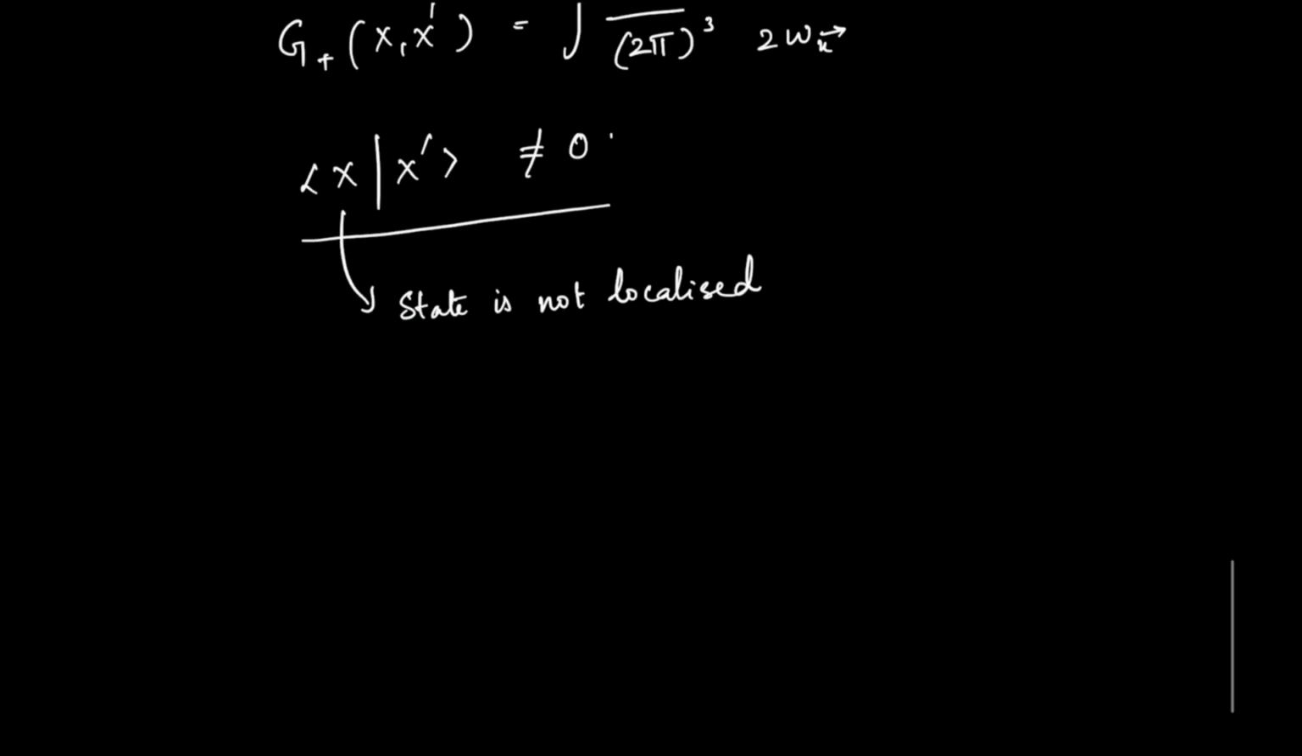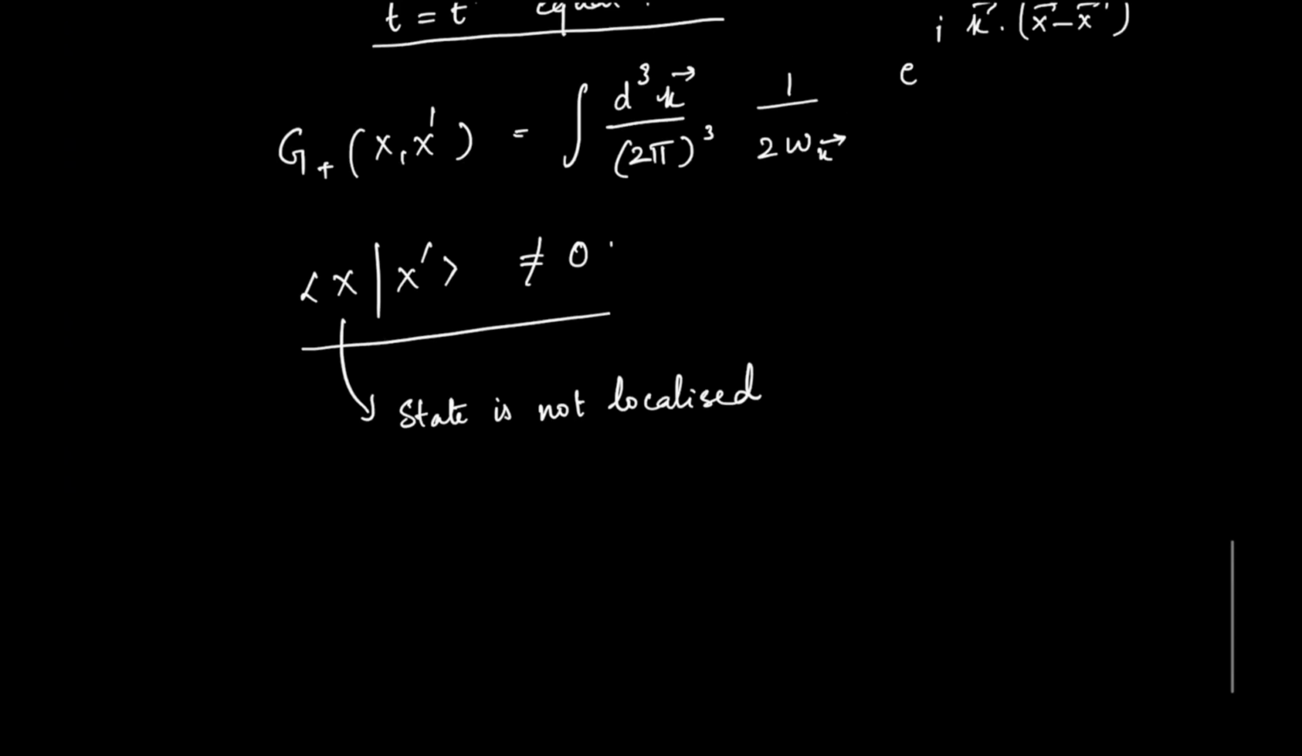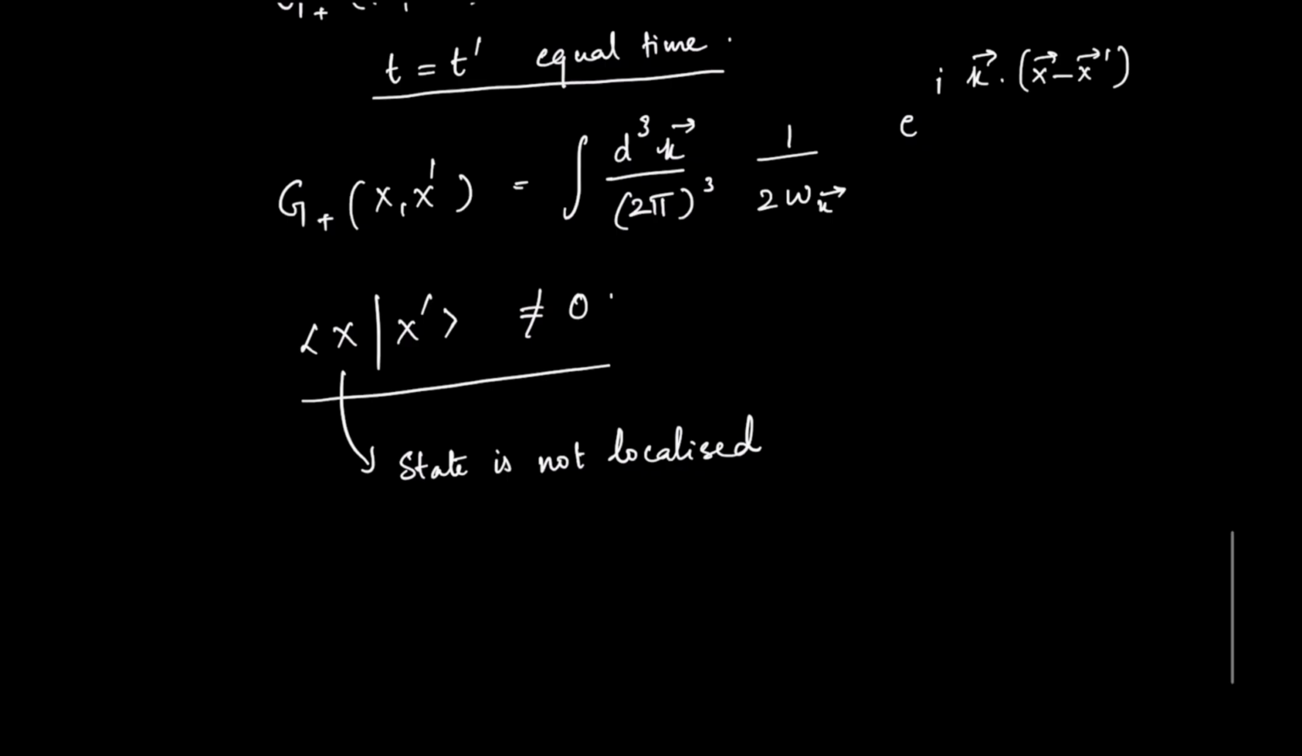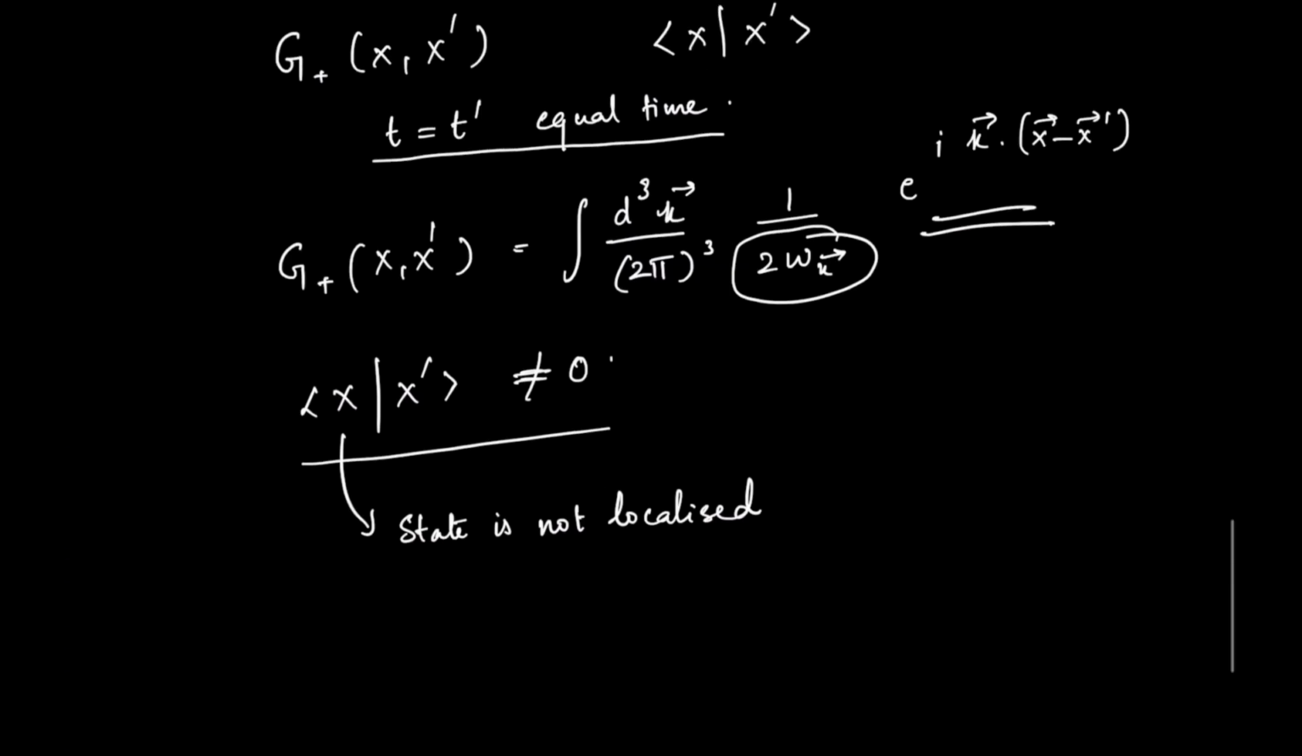Okay. So at t equal to t prime, the Green's function g plus, or the Wightman function, is not proportional to a delta function. Because of the presence of this omega k, I will not get the Dirac delta function, and therefore clearly we can see that this is not equal to 0 and the state is not a localized state. Also, if you see this equation, it is based on rotational symmetry.